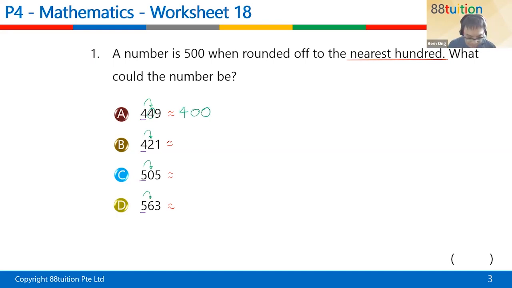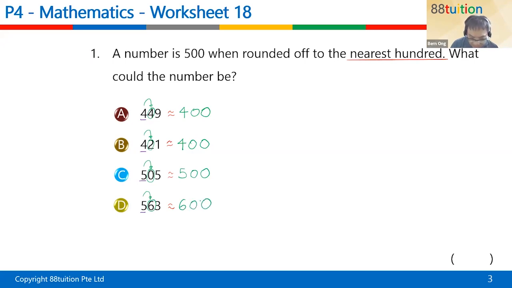Can you see? The next digit down here is a 2. 2 is below 5, you have to maintain the hundreds at 4. You have to put the 2 zeros at the back. Next one down here is a 0. 0 is below 5, so you have to maintain it at 5. Put the 2 zeros at the back. And down here is a 6, which is above 5. If it's above 5, you have to round up from 5 to become 6.